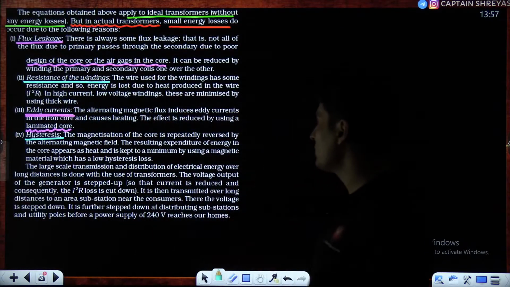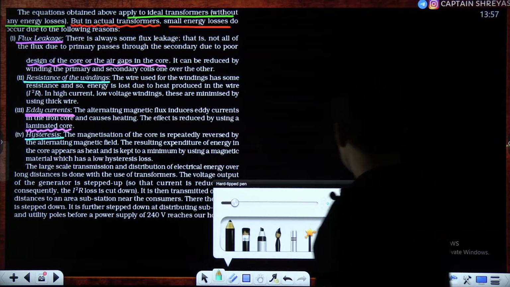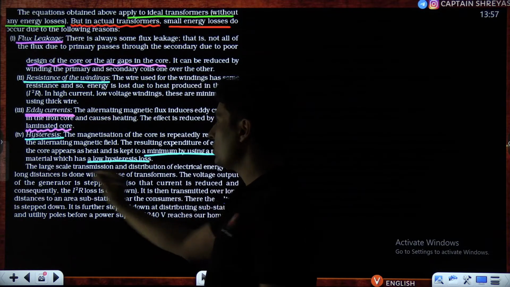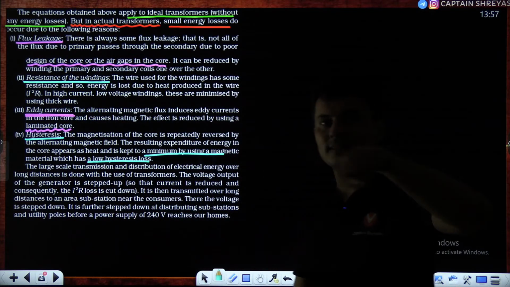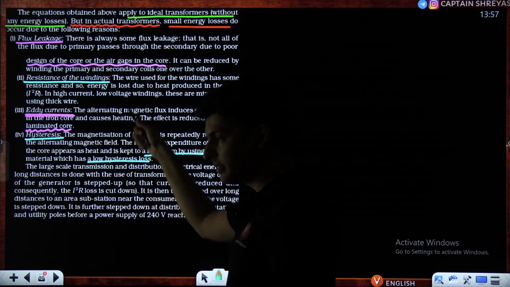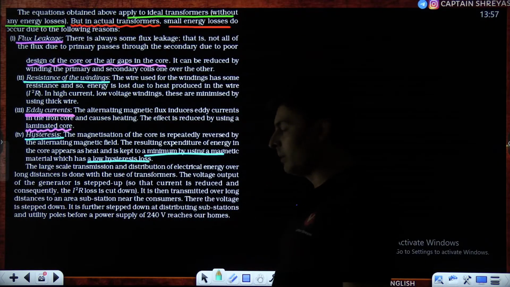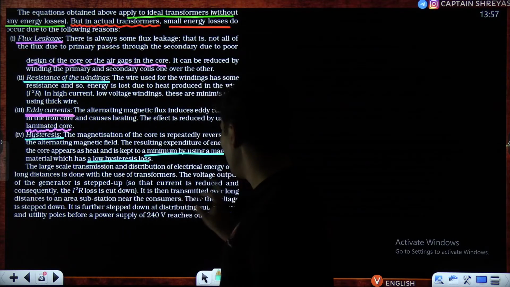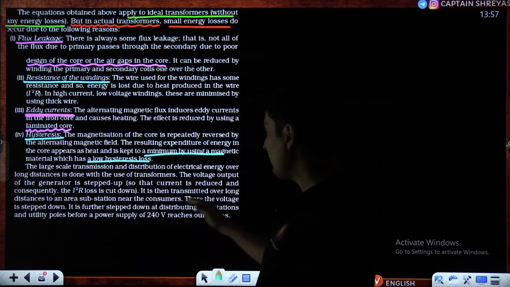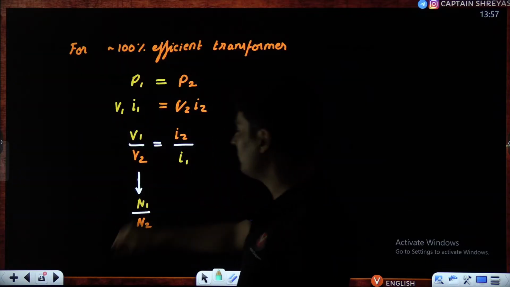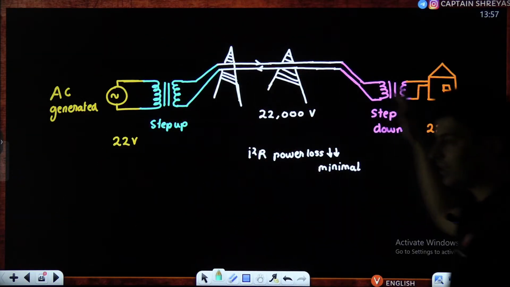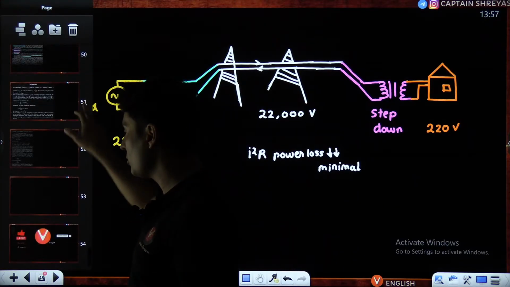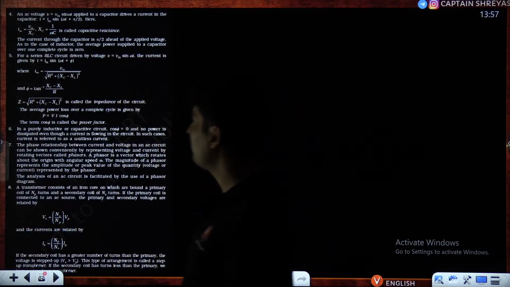So that can be reduced by using a core with low hysteresis loss. You keep it minimum by using a material with a low hysteresis graph. Then the hysteresis losses are also kept minimum. Okay. So this is very important, and this paragraph I have already explained over here. So step up and step down transmission, this paragraph I have explained over here. This is the transmission line which goes from your house to your power generator.